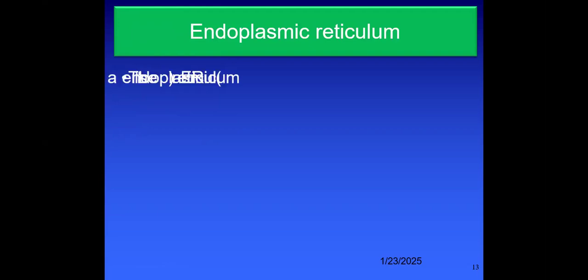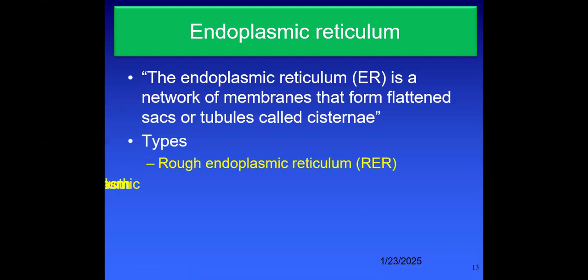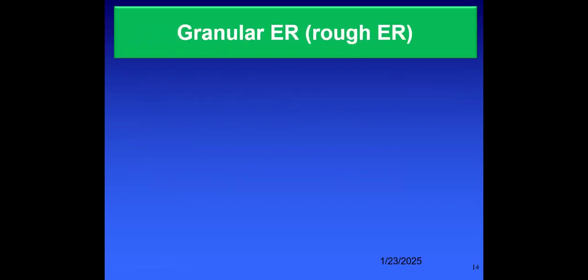Now, what is the endoplasmic reticulum? What is its function? We are going to discuss the endoplasmic reticulum, shortly known as the ER. It is a network of membrane that forms flattened sacs or tubules which are called cisternae. There are two types, the rough endoplasmic reticulum and the smooth endoplasmic reticulum. The rough endoplasmic reticulum contains ribosomes on its surface, that's why it is known as rough, while the smooth endoplasmic reticulum doesn't have any ribosomes, and that's why it is known as smooth.